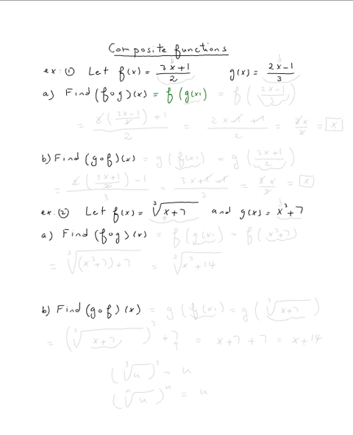So how do we do f of g of x? First, we replace g of x by its value. We always start from inside. So this is the same thing as f of g of x, which is right here. So it's f of (2x minus 1) over 3.